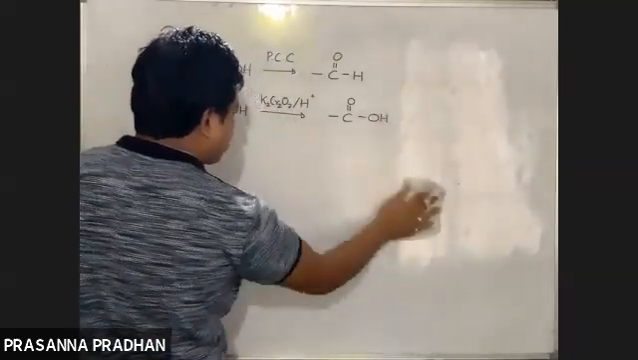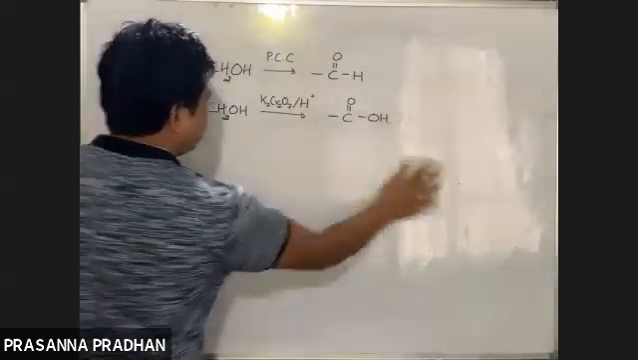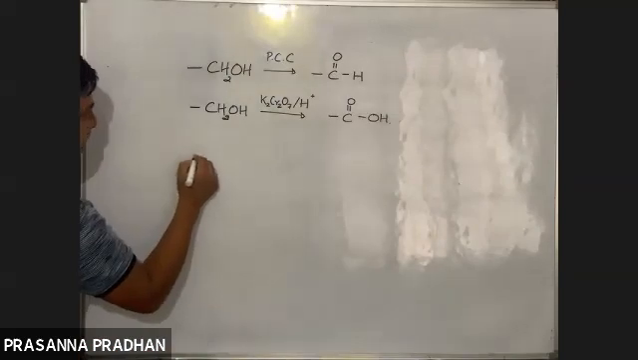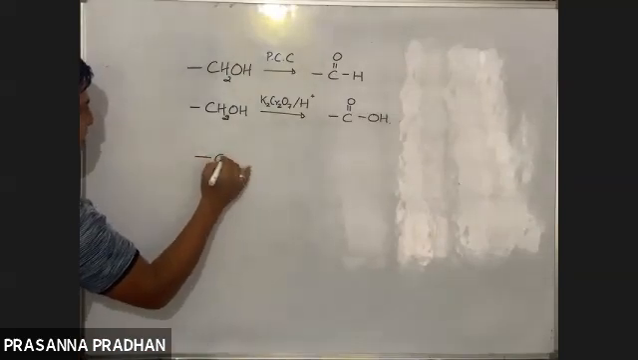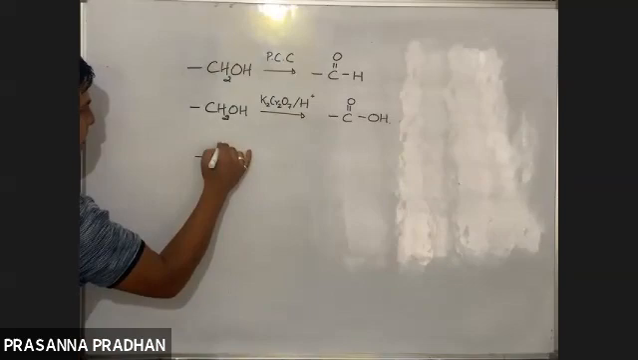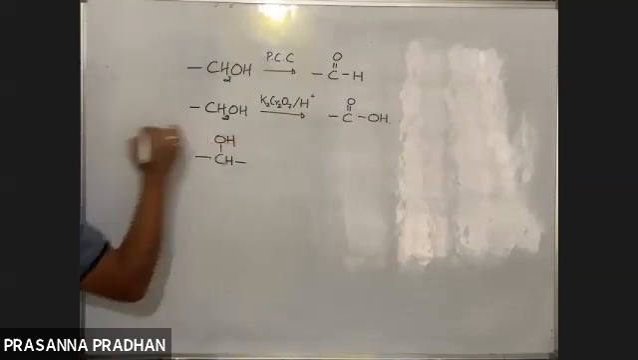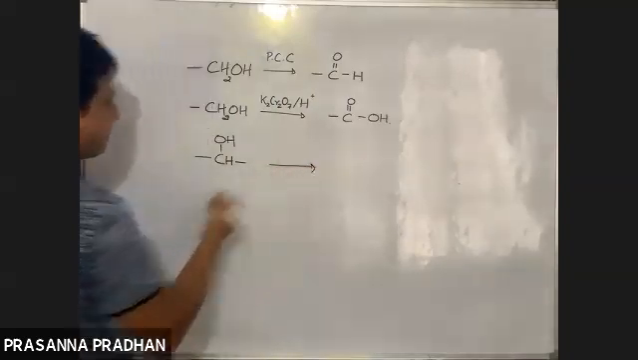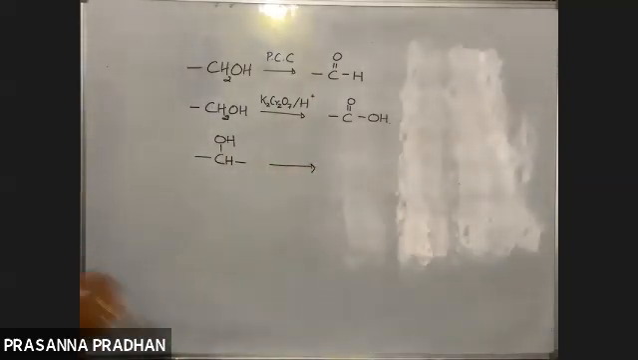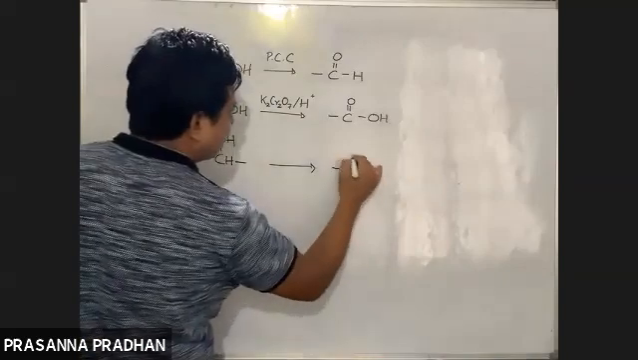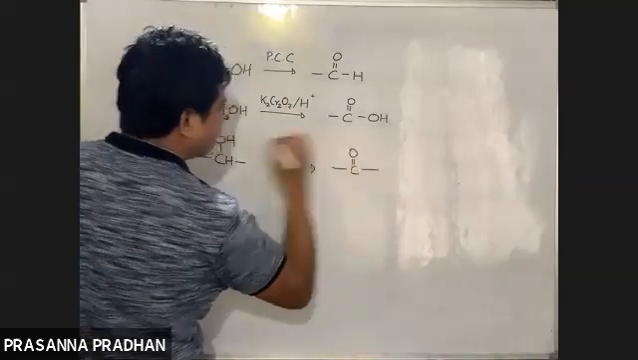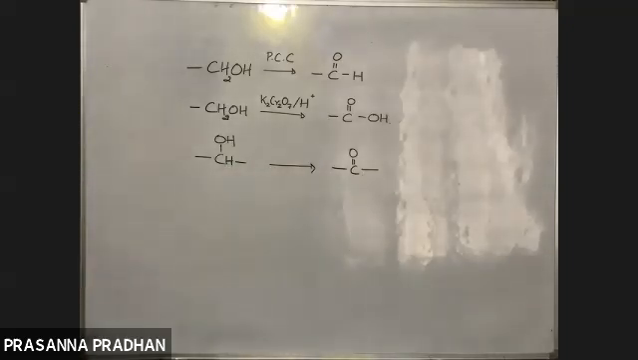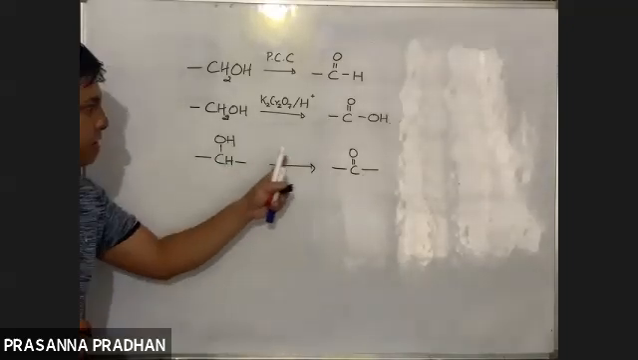So this is the oxidation of 1 degree alcohols. Now similarly 2 degree alcohols. What is the product of oxidation of a 2 degree alcohol? You should know this. Ketones, excellent. So we get ketones like this. Ketones on reduction give 2 degree alcohol, and 2 degree alcohol on oxidation gives ketones.